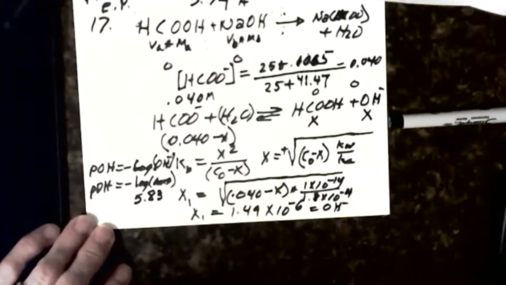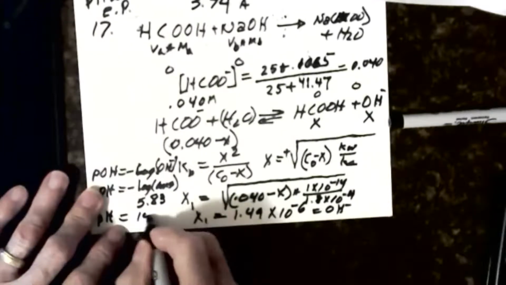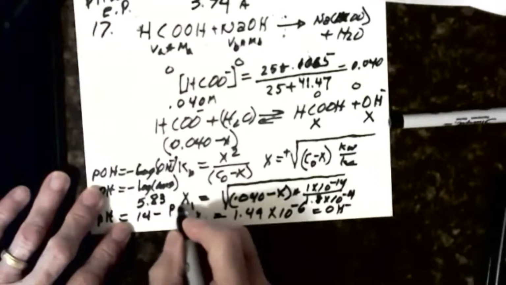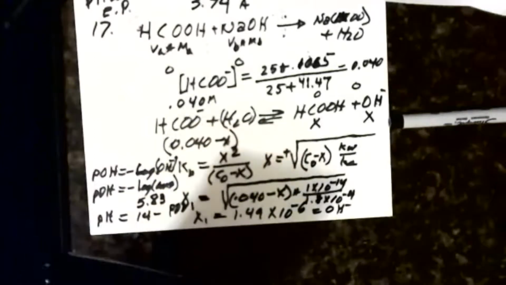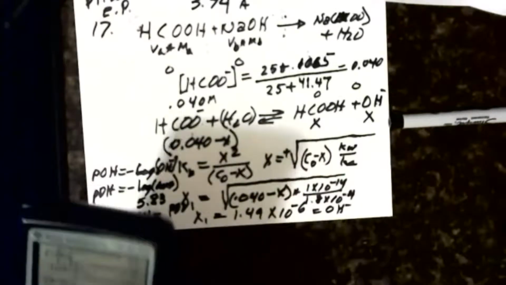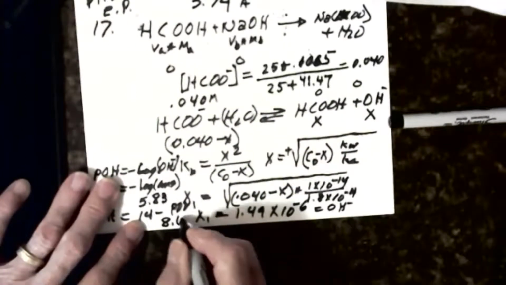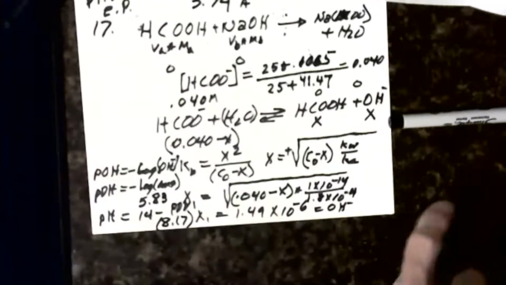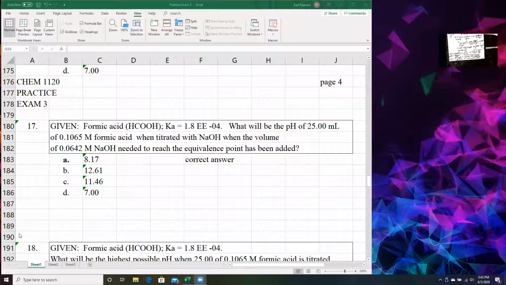And the correct answer should be pH is equal to 14 minus POH. So it's 14 minus that answer. So 14 minus that answer is 8.17. Okay, so if we go back and check and see if that's what we got, it is. A is the correct answer.